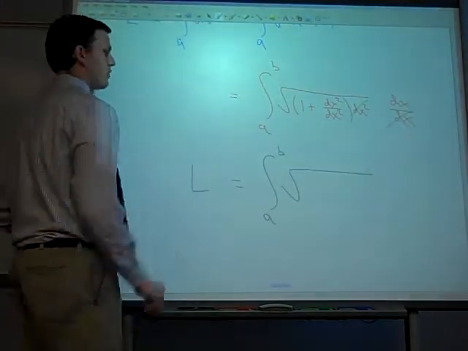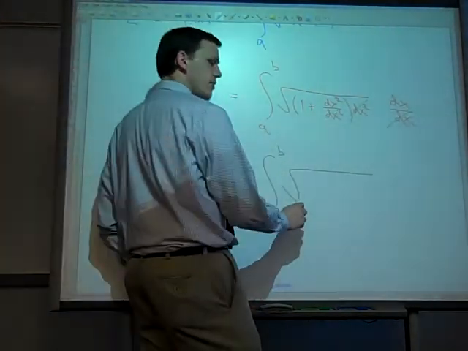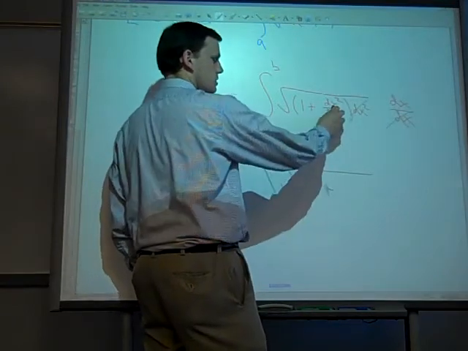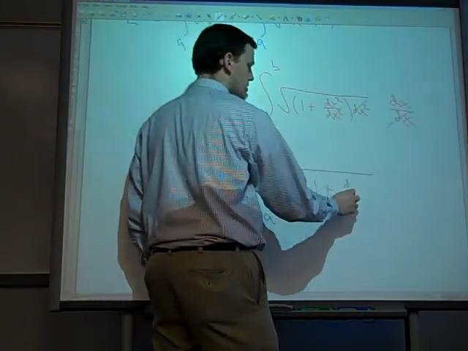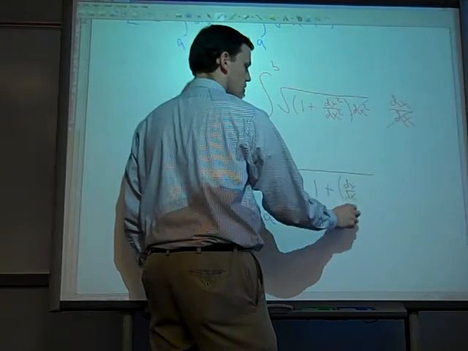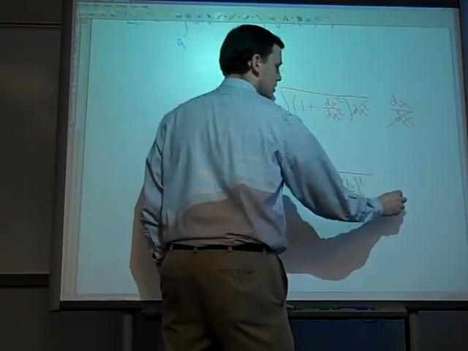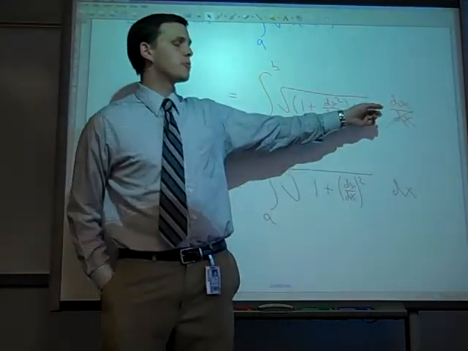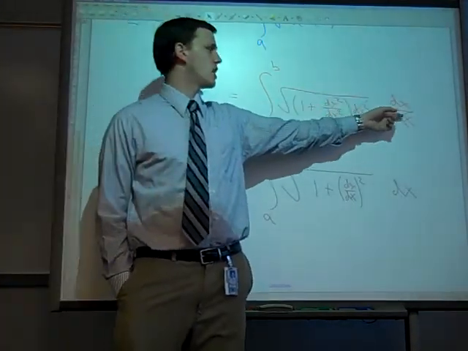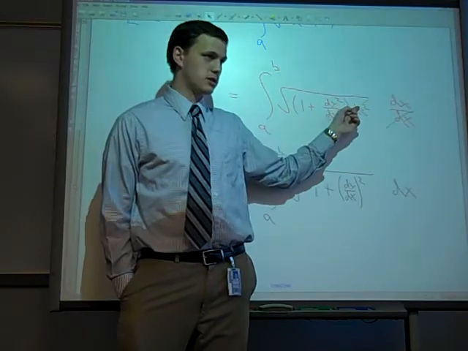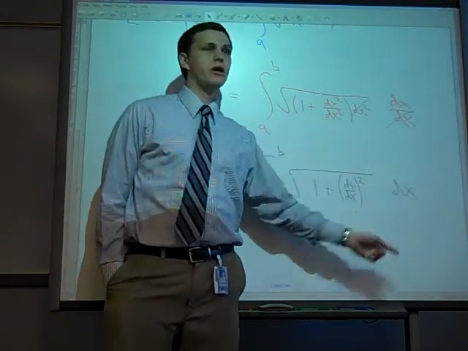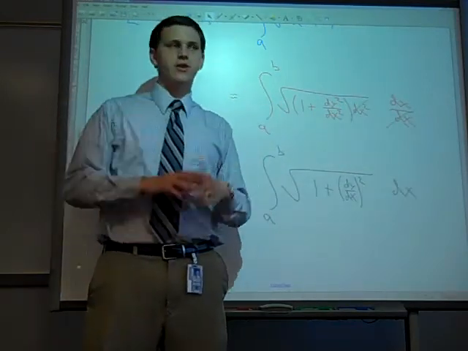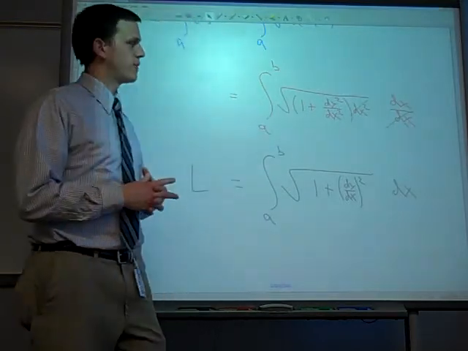So we've got the integral from a to b. Inside the square root we have 1 plus dy squared over dx squared, which is the same as dy over dx quantity squared, times dx. The thing is, I multiplied by dx over dx because the denominator will now cancel with this dx, and we're left with the dx in the numerator. Now all this stuff I'm doing is very messy.